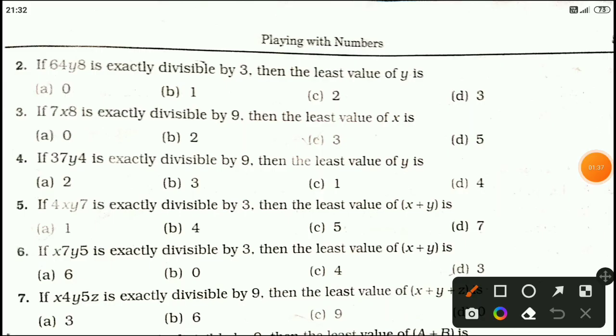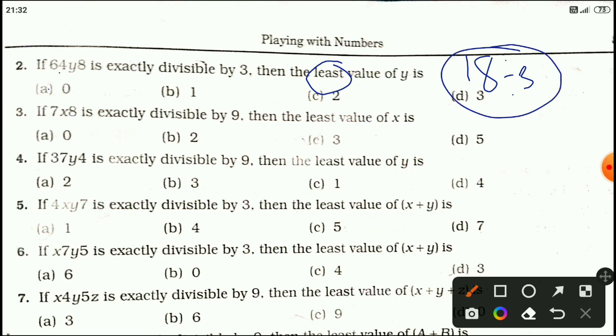This is question number 2. If 64y8 is exactly divisible by 3, then the least value. Take care here, it's asking about the least value. So the divisibility rule of 3 is the sum of the digits. So 6, 4, 10, and 10 and 8, 18. So we are getting 18, and 18 is totally divisible by 3. So we don't require any number. Then the answer will be 0, because here it's asking about the least value.